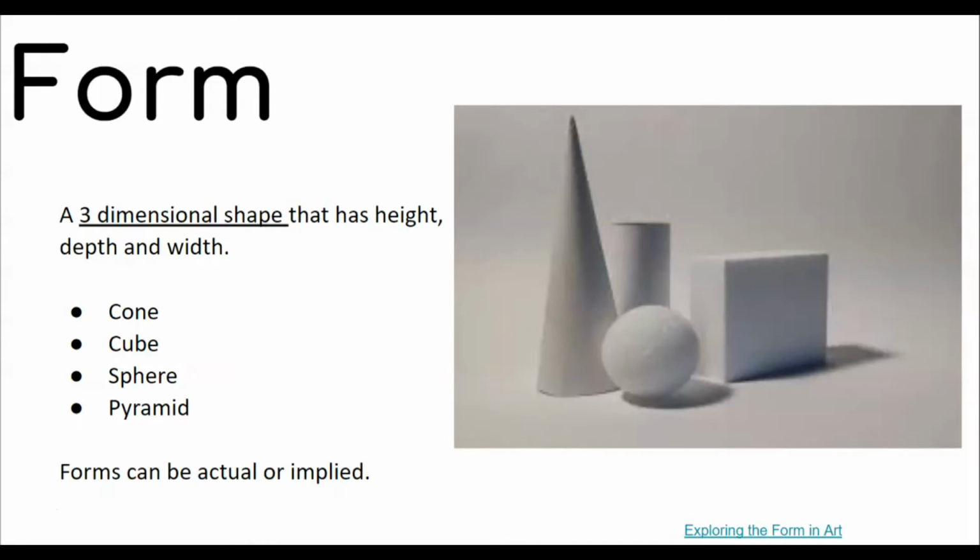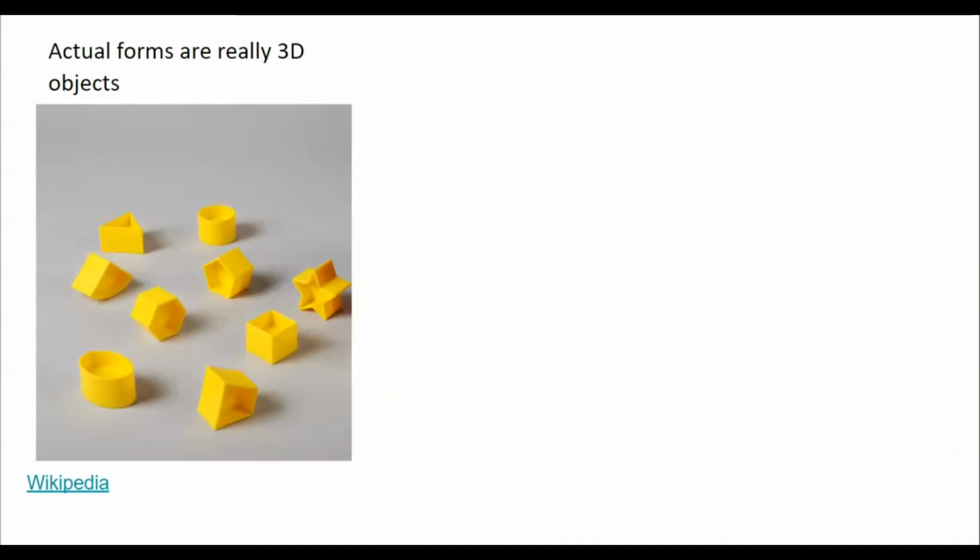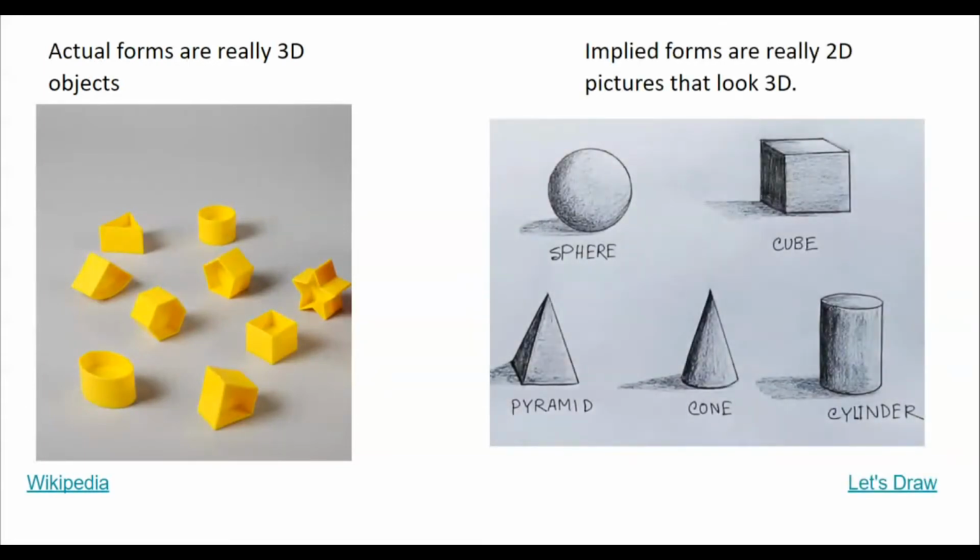Also, we can call rectangular prisms, triangular prisms. Forms can be actual, so actual objects I can pick up and throw across the room or walk around and view from all sides. Or forms can be implied, a picture of a form, a photograph, a drawing that appears to be 3D or creates that illusion of that third dimension. Actual forms are really 3D objects, and implied forms are really 2D pictures that look 3D. So today we are going to learn how to make a picture that's two-dimensional look three-dimensional.